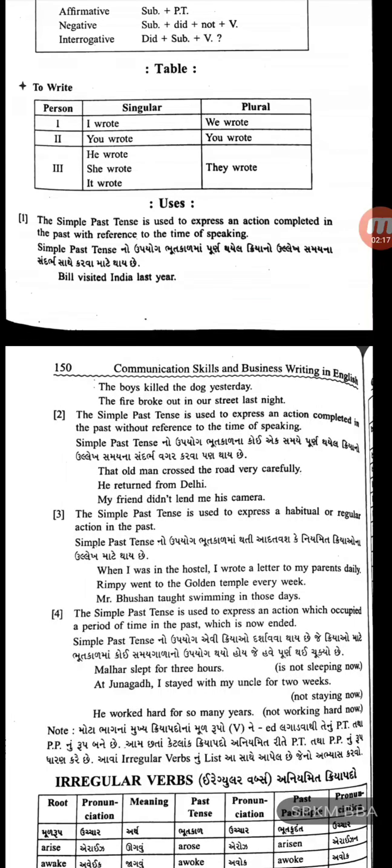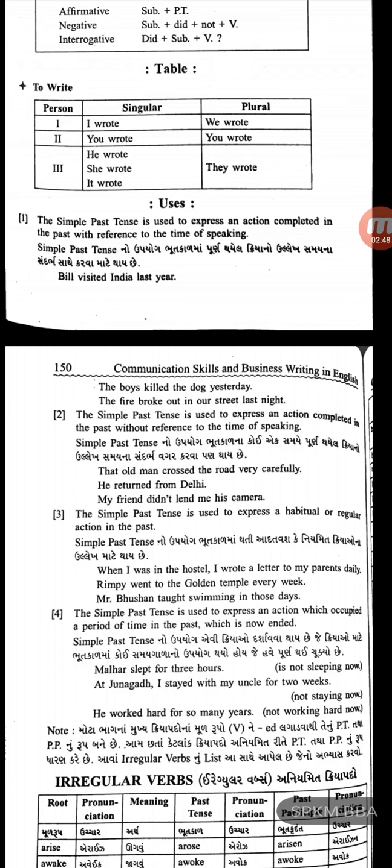Generally when an action is completed in the past with reference to the time of speaking, there are some sentences where time will be mentioned. Example, Bill visited India last year. This sentence tells us that the President of the United States visited India last year. So here who visited and when, both of these things have been given.